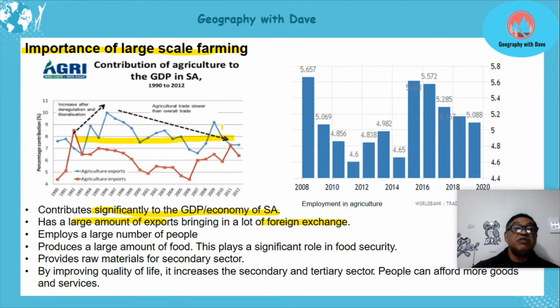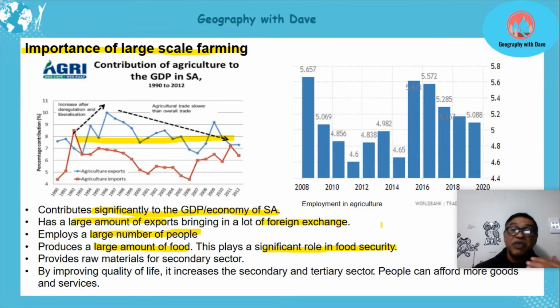And this is contributed to your large scale farmers. It employs a large number of people, as I indicated, but it's important. A large amount of food is produced, so this plays a significant role in food security. They supply the food.